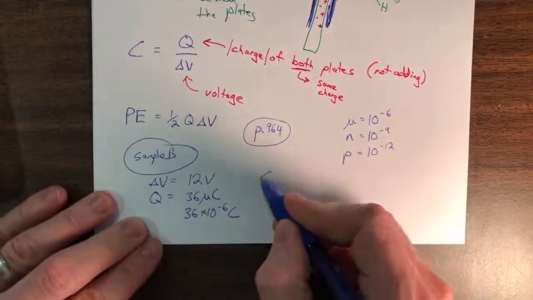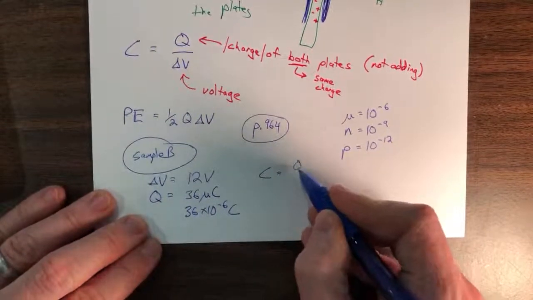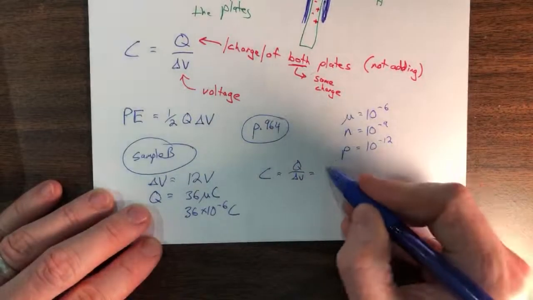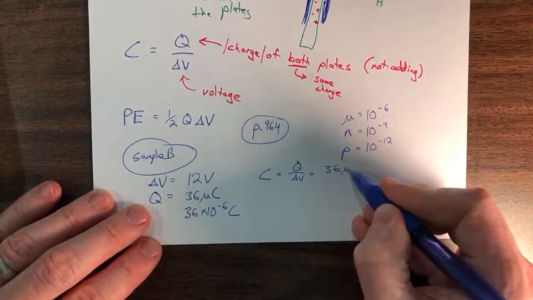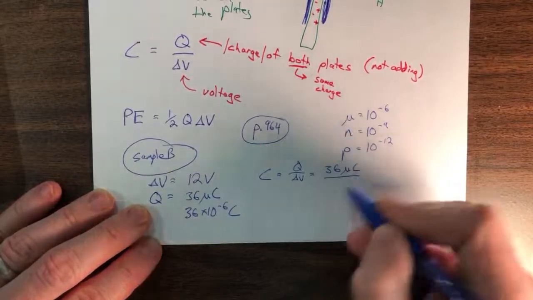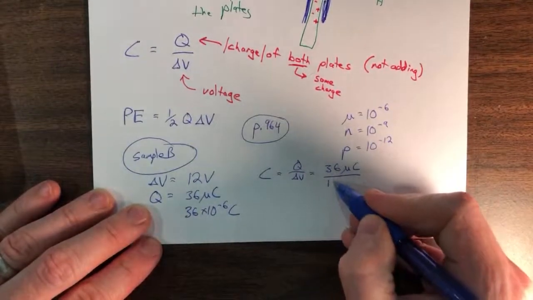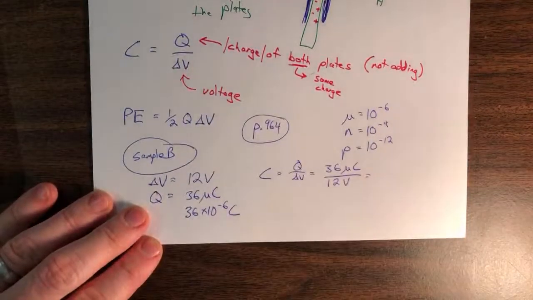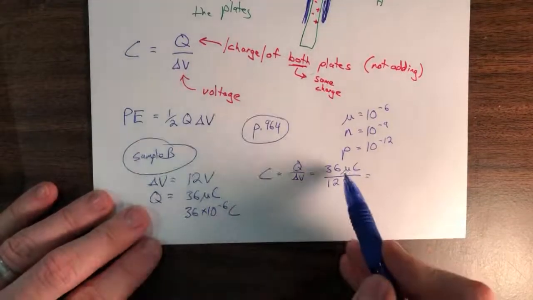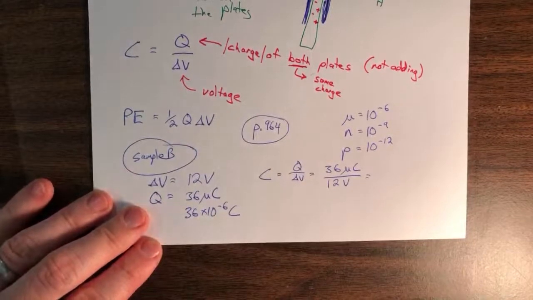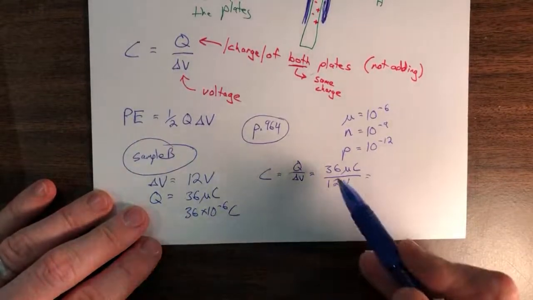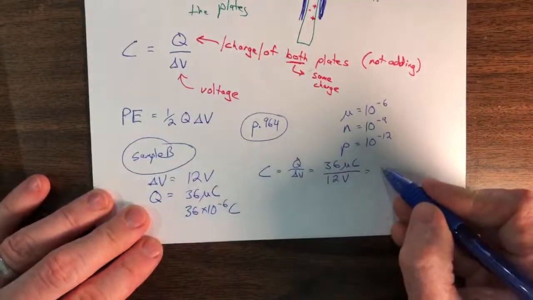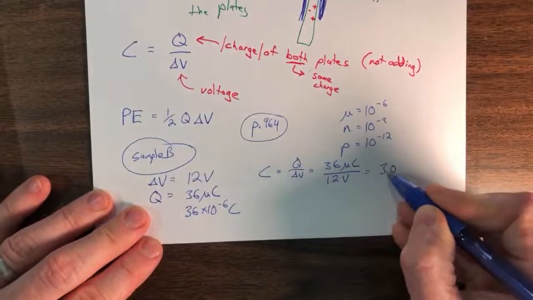The capacitance in this case is going to be Q over delta V, and that's going to be Q is 36 microcoulombs over 12 volts. Fairly easy math. Don't even need a calculator for that. Now you could, if you wanted, put that in your calculator as 10 to the minus 6, or you could simply say, okay, well that's going to be 36 divided by 12. That's going to be 3, right?